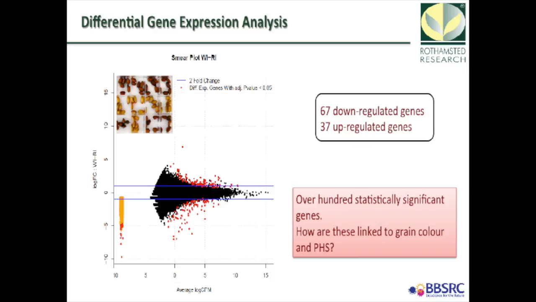So an RNA-seq experiment was designed to look at the differences on transcriptomics level between white and red grain, and the red dots are differentially expressed candidate genes. So it's still hundreds of them. So really the question Andy Phillips, who was working on this project, was asking is, how are these 100 genes linked to grain color and PHS?